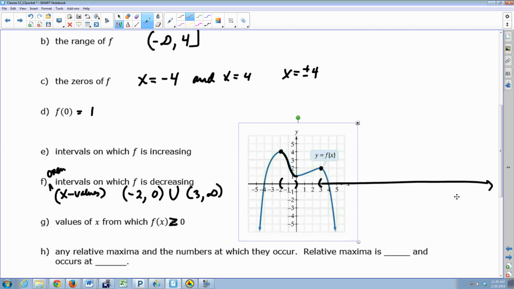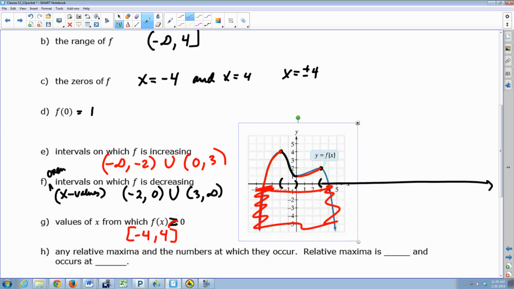Okay, increasing. Here's my high point, so I'm going to be increasing anytime before I get there from negative infinity to -2, union with 0 to 3. Okay, all open. The values of x for which f of x, your graph, is all above the x-axis or sitting right on the x-axis. So you literally just remove all of this part right here. And there you go, from -4 to 4, including -4 and 4 because of that equal sign right there. If it had said, when is f of x greater than 0, you would have parentheses around the -4 and 4.